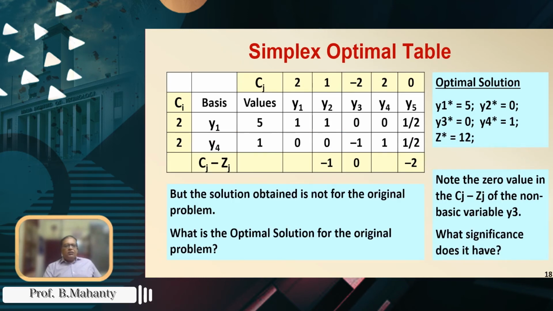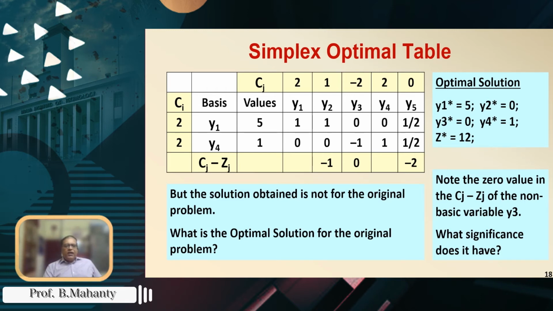But before that, let us look at the simplex optimal table carefully. And the solution is obtained. And note the 0 value in the Cj minus Zj of the non-basic variable y3. What significance does it have? That significance I will explain. But one more thing also, you see that the solution obtained is not for the original problem. The solution is for the substituted problem, right? That solution is y1 equal to 5, y2 equal to 0 because they are non-basic, y3 equal to 0, and y4 equal to 1.